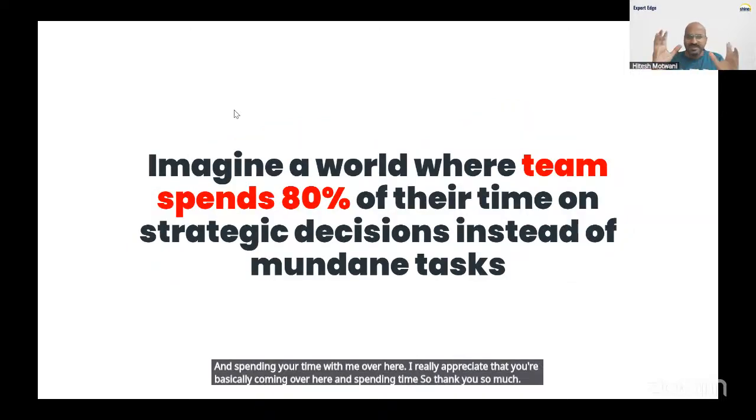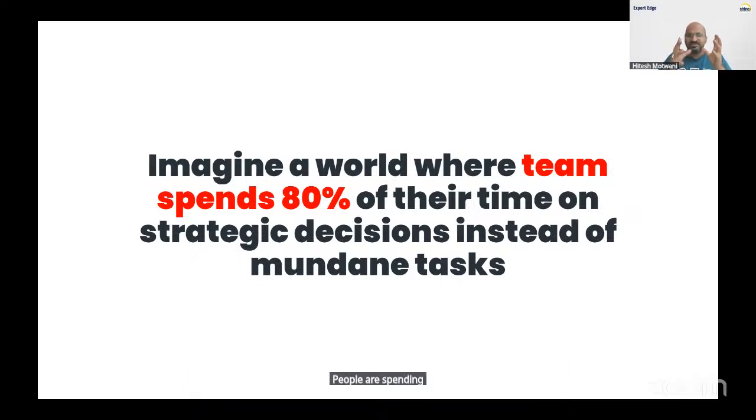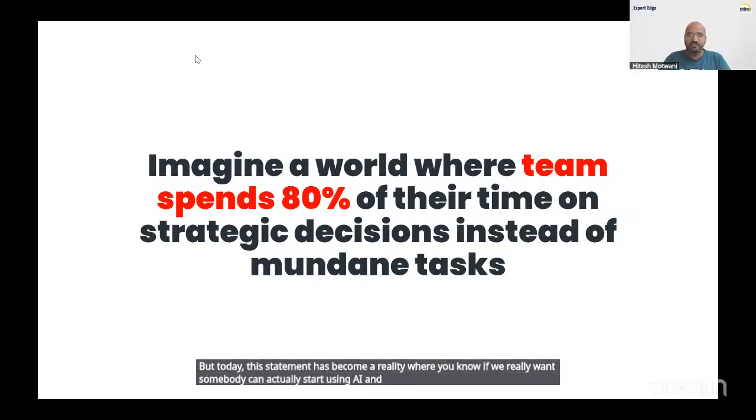So imagine a team. Today people are spending more than 80% of their time on strategic decisions rather than mundane tasks. This statement would have been a hyperbole. But today, this statement has become a reality where, if we really want, somebody can actually start using AI and start building applications, start building software, start building things at a very, very fast pace.